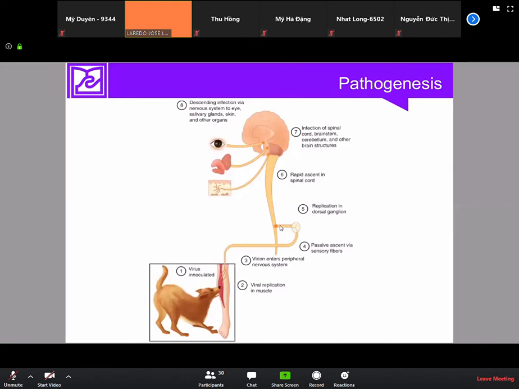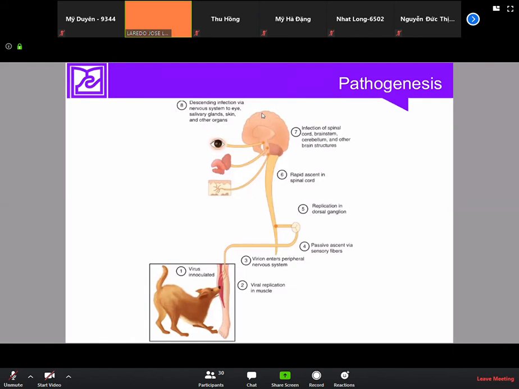Later, they will reach the spinal cord, and they will migrate to the brain through the spinal cord. So they go to the top, to the brain. And they will infect the spinal cord, the brainstem, the cerebellum, the brain. So the virus replicates in the neurons. So look, rabies virus can replicate mostly in the neurons, but also in the muscle cells close to the wound.